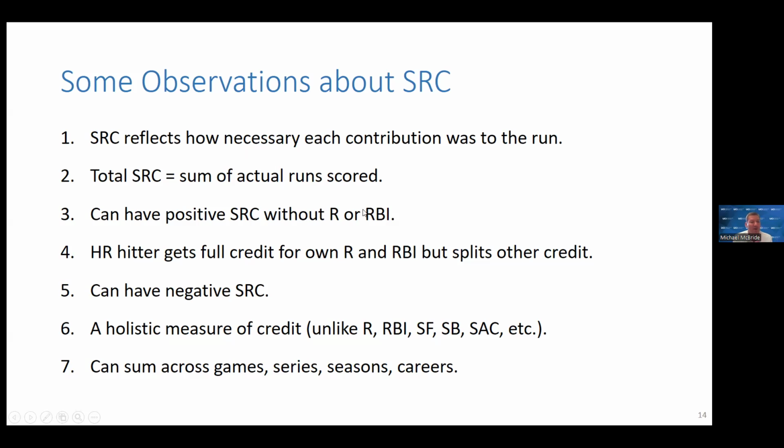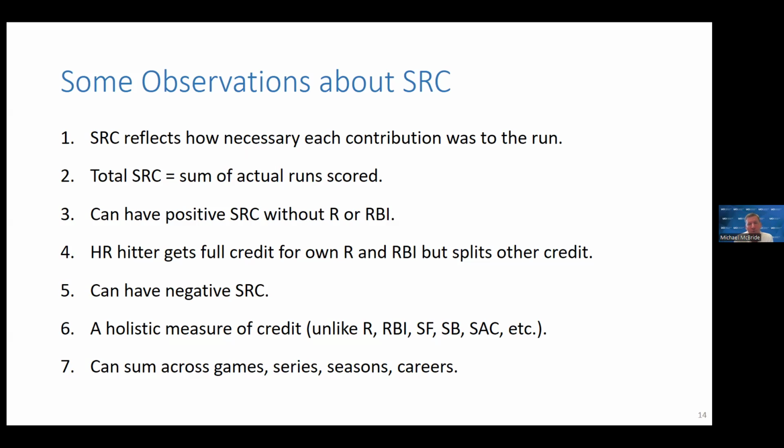So for example, you might have a player who does a bunt to move a runner over, advance them a base, and then they score on a later play. That would not be recorded as a run or an RBI, but yet that's a key play for that inning. That player would receive some run credit.